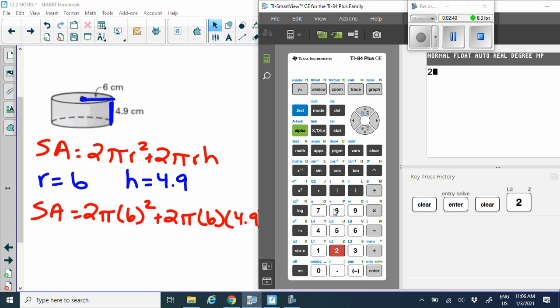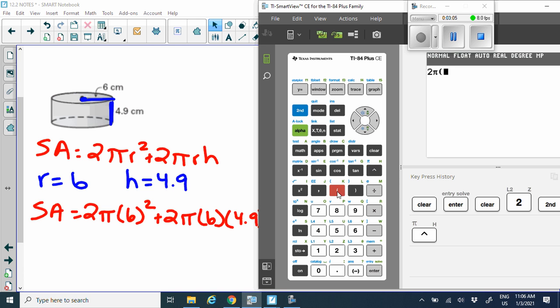So in order to get pi, we're going to do our second, so that second button, and then we're going to do what this is called the caret key. Okay, so it looks like this up here. So that gives us pi. So make sure when you are doing your problems on the homework or anything like that, you are using the actual pi. Don't use just 3.14, use pi.